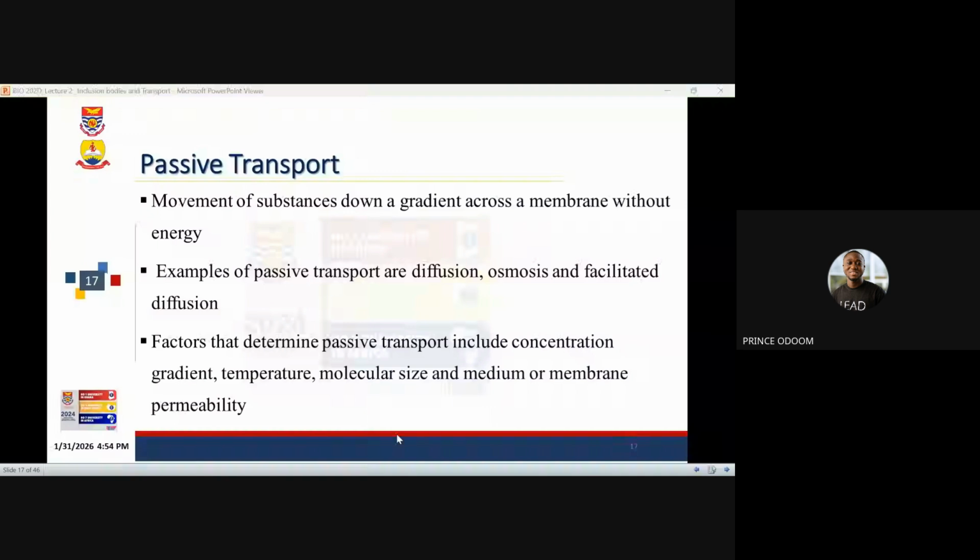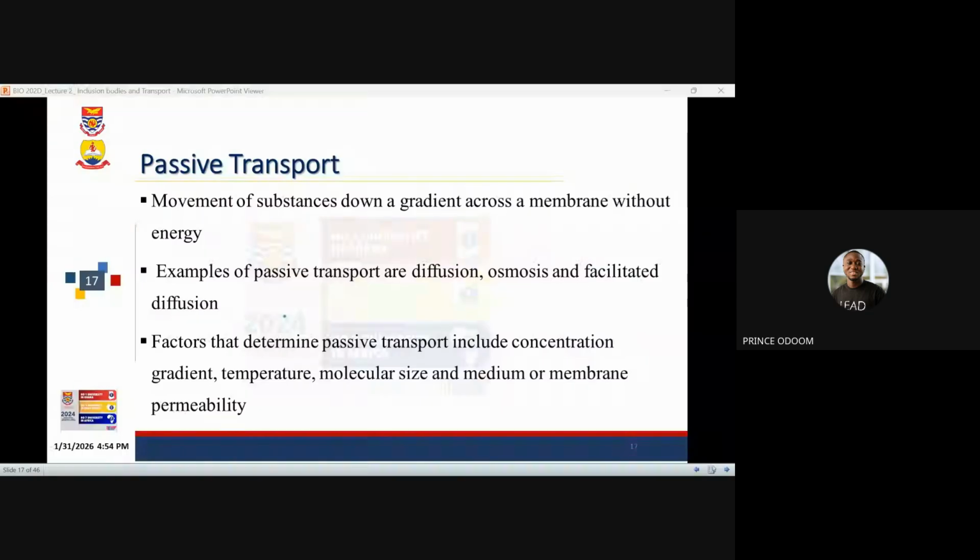So we'll look at passive. Remember, I was saying that there are two types of movement. Either it is passive or it is active. Now, passive has to do with the movement of substances down a gradient across a membrane without energy. So any movement that does not require energy and is down a concentration gradient is known as passive transport.